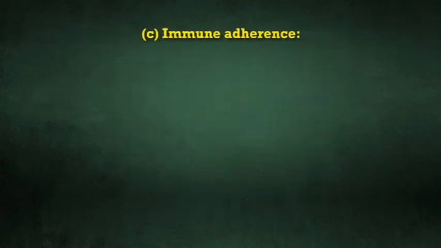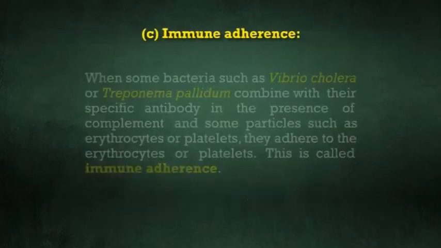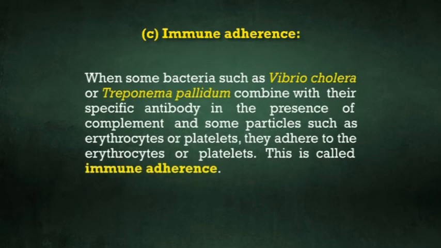C. Immune adherence. When some bacteria such as Vibrio cholerae or Treponema pallidum combine with their specific antibody in the presence of complement and some particles such as erythrocytes or platelets, they adhere to the erythrocytes or platelets. This is called immune adherence.